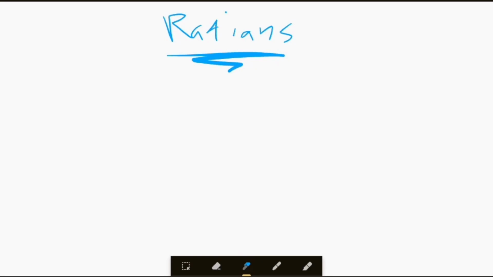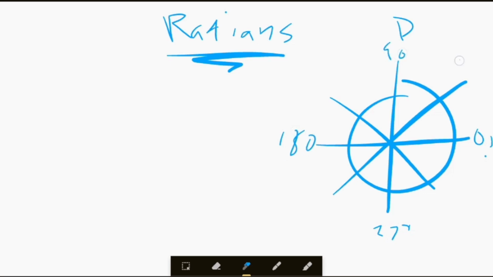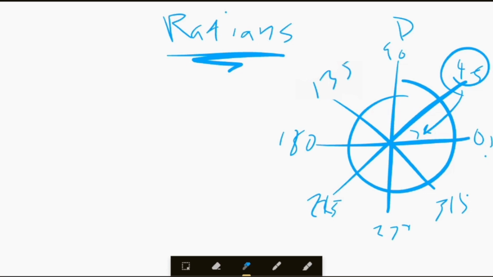Today we'll discuss radians and their application to trig functions. To start off, what are radians? Radians are like degrees, a value to measure the angle within a circle. So in degree mode, this would be 0 and 360. This would be 270, 180, 90, 45, 225, 315. These are the main angles, and these values represent the angle.